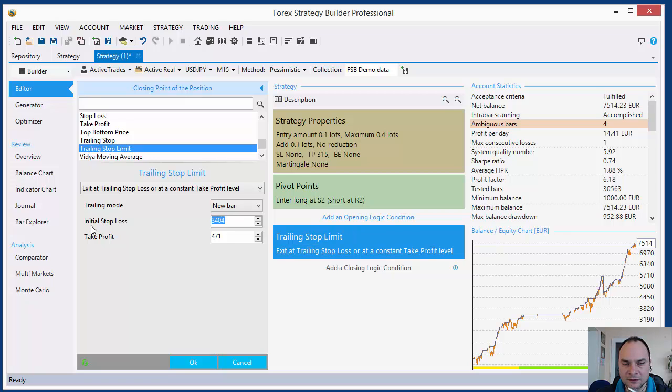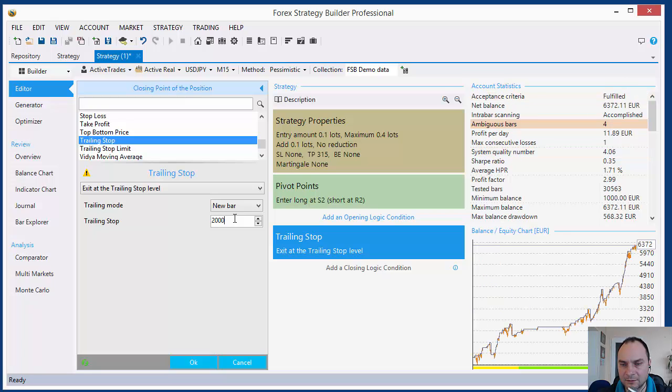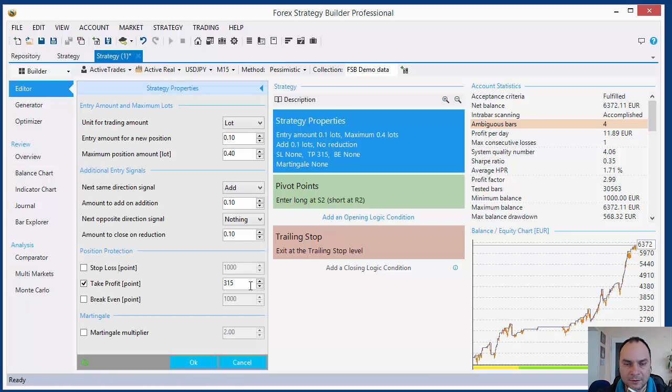So let's reduce it, let's try with 2000. It's the same. 2000 is 200 pips. So what I'll do, I'll set here trailing stop instead of trailing stop limit, because I have trailing stop. I have a take profit here, and I'll set here 2000. Okay, and here take profit, let's try with 300.